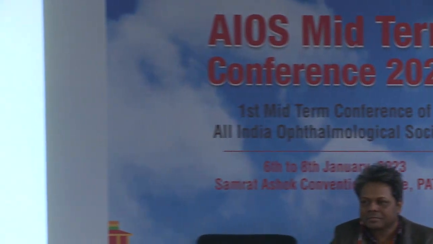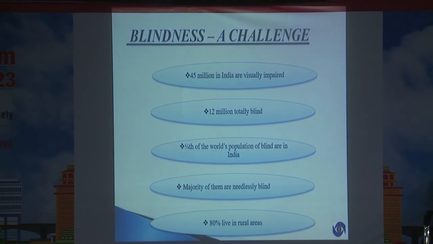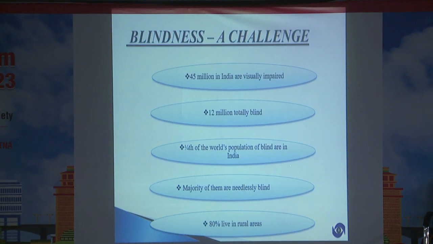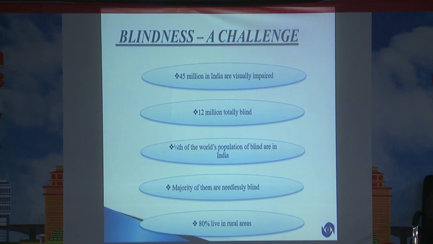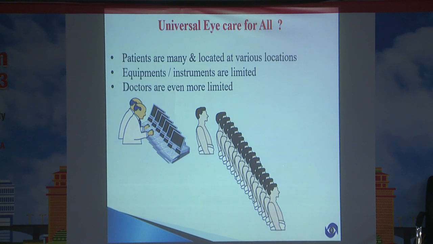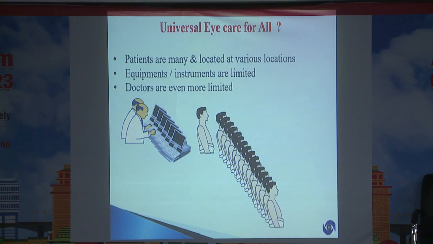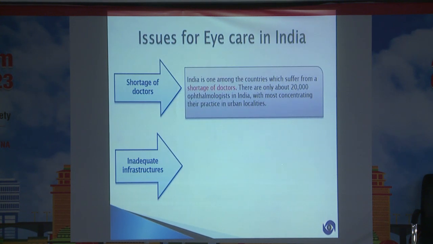Why do we need eye care at the doorstep? As you know, blindness is a challenge. 45 million in India are visually handicapped, 12 million totally blind, and one quarter of the world's blind population lives in India. Majority of them are needlessly blind, and 80% are in rural areas. So we speak about universal care for everybody. Are we doing that? Because patients are many and located at various locations, equipment and instruments are limited, and doctors are even more limited. So what are the issues for eye care in India?